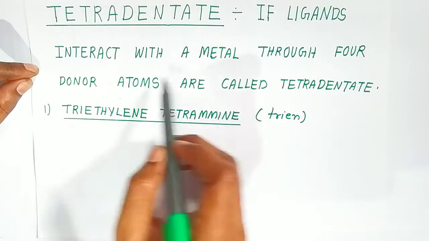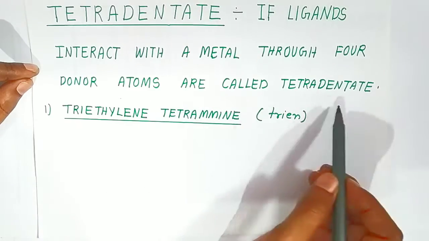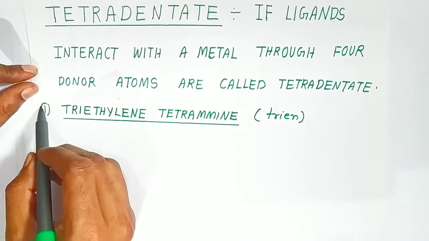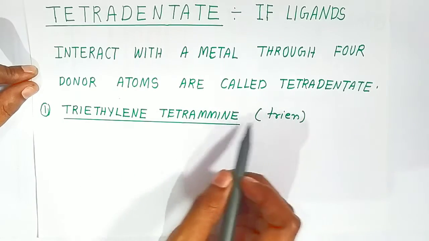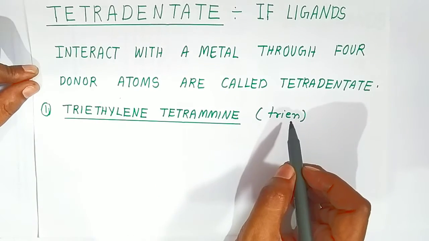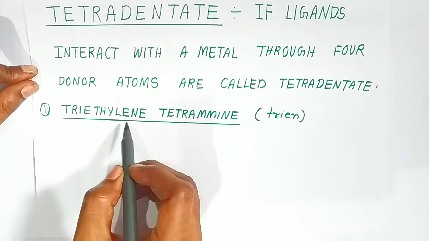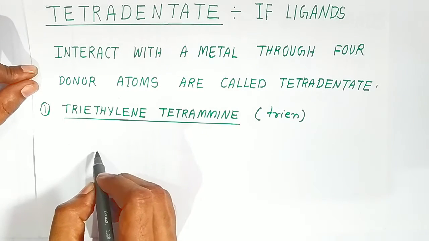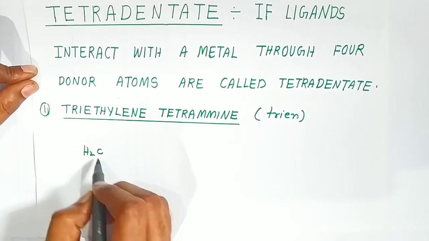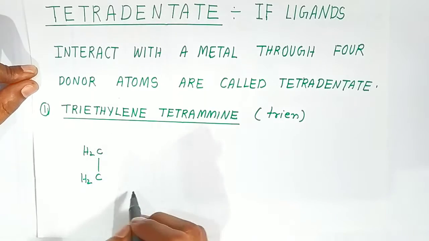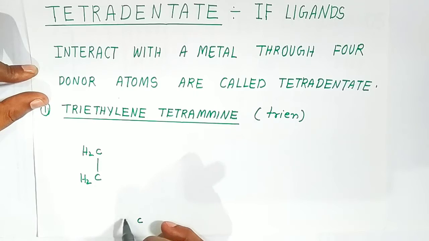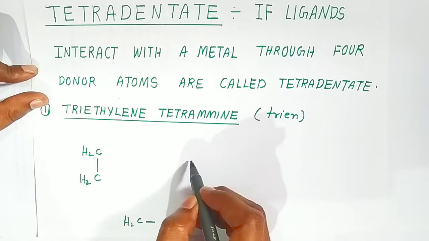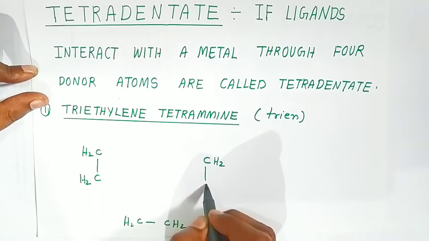If a ligand interacts with a metal through four donor atoms, it is called a tetradentate ligand. Only one example is there, students, called triethylene tetraamine. In short we call it trien. Because it is triethylene, how many ethylene molecules are involved? Three ethylene molecules you have to make. The first ethylene molecule I am making: CH2, CH2. The second ethylene molecule: CH2, CH2. The third ethylene molecule: CH2, CH2.